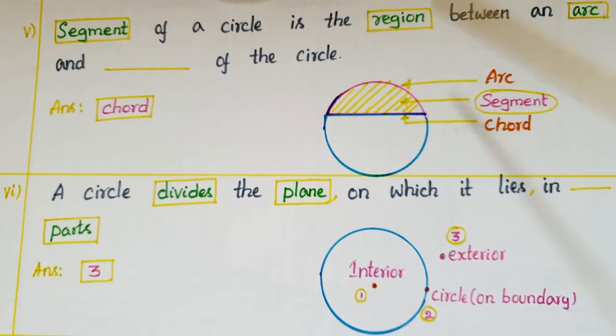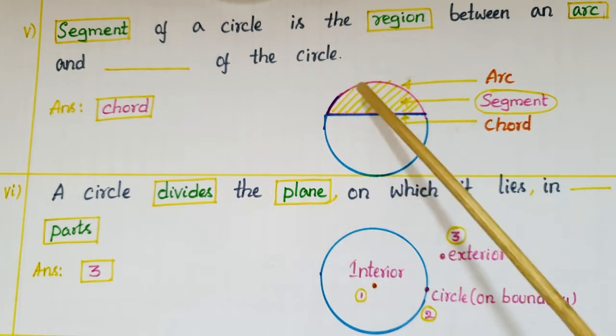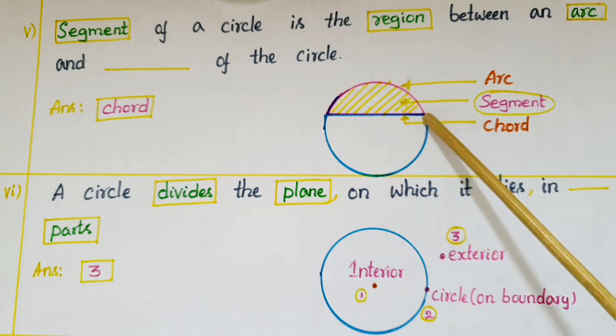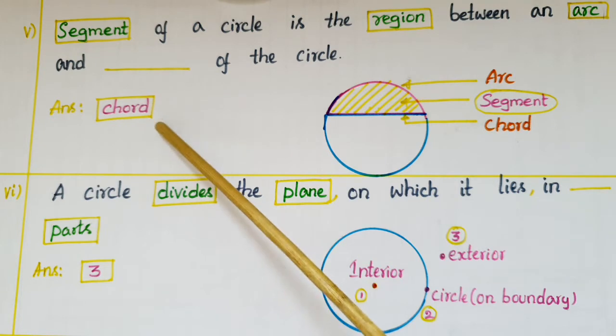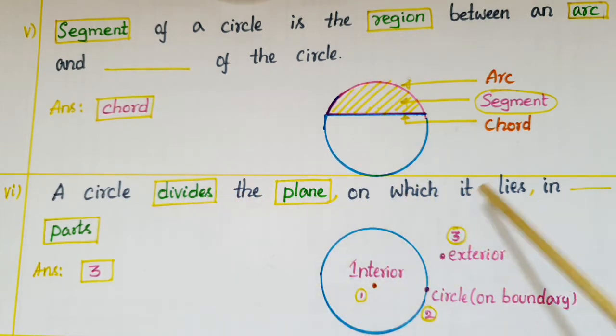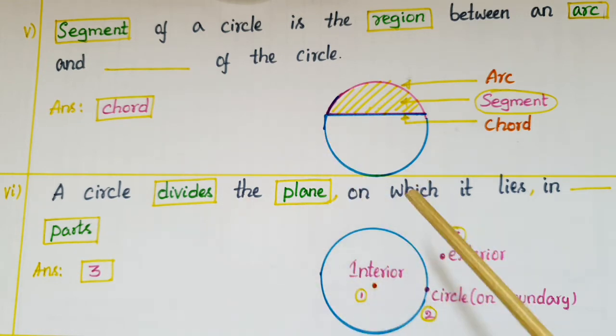Next one is: a segment of a circle is the region between an arc and dash of the circle. We know that a segment is the region between an arc and a chord of a circle. So here the answer is chord. And next one is: a circle divides the plane on which it lies in dash parts. We know that a circle divides the plane in three parts. Those are interior, exterior and boundary of the circle. So the answer is 3.